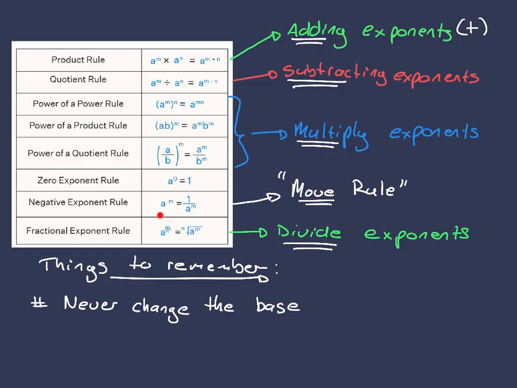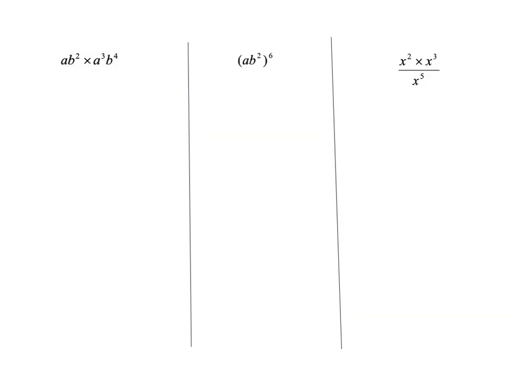And then we just have these two little rules here, telling me anything to the power of 0 is equal to 1. That's a nice one to remember. And then we have the negative exponent rule, which I like to refer to as the move rule. So we're either moving it into the denominator or moving it into the numerator, depending on where it is and where the exponent is negative. Right, so let's have a look at some examples.